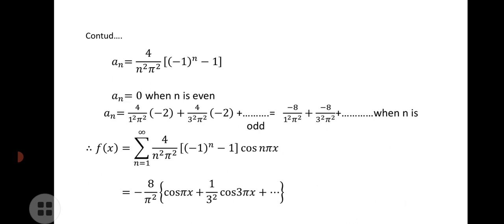Therefore, the Fourier series of the given function is f of x equal to summation n equal to 1 to infinity 4 divided by n square pi square into minus 1 to the power of n minus 1 into cos n pi x. Or otherwise, we can substitute the value for the odd function that we got above, that is minus 8 by pi square is common, take it outside, and the inner term is cos pi x plus 1 divided by 3 square cos 3 pi x.